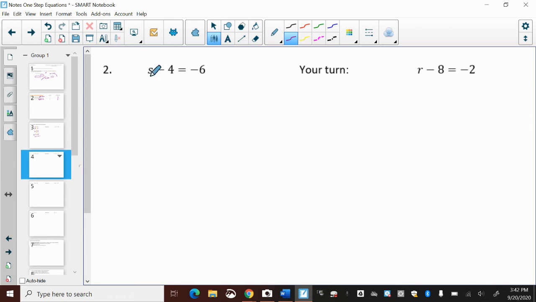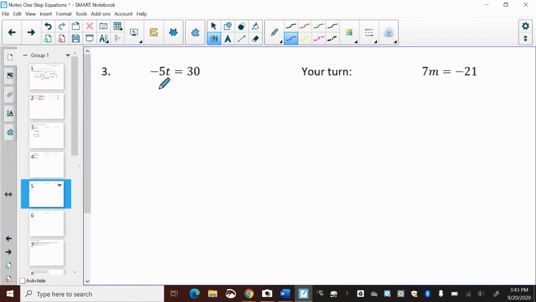Let's look at the next one. It doesn't have to be an x. It can be any variable. Here it's an s. So I want to isolate the s, get it by itself. We need to move this minus 4. We move it by doing the opposite. And what you do to the left, you do to the right. Here we get s is equal to -2.